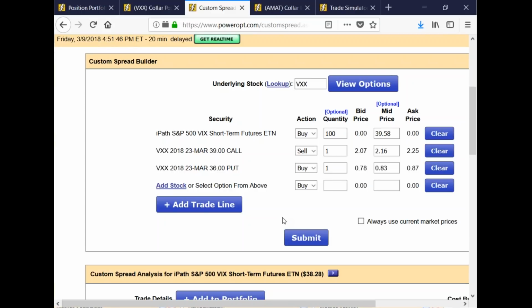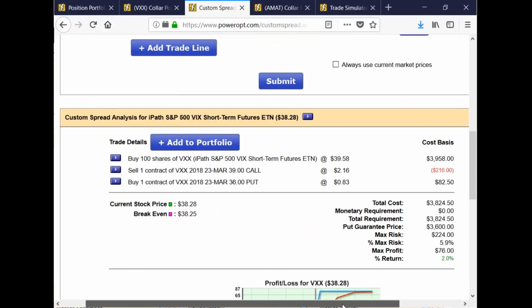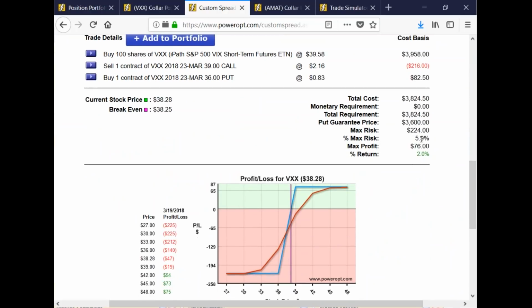Because I'm selling the 39 call, which is slightly in the money. I probably need the 40, but I'm not going to get enough premium. But still, here we go. I still have a max risk of 5.9%. But if it recovers and it moves back up above 39, we can make a 2% return. Okay? So that's not too bad.